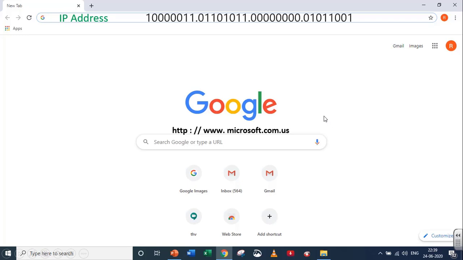So what we do is we write http://www.microsoft.com.us. This typical IP address is given to Microsoft Corporation. Now on the Google URL, we write this particular http://www.microsoft.com.us. How does it actually function?